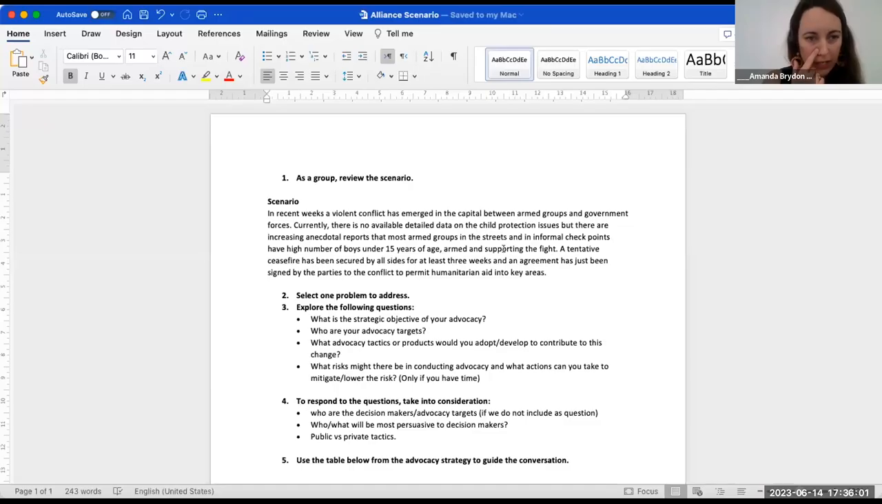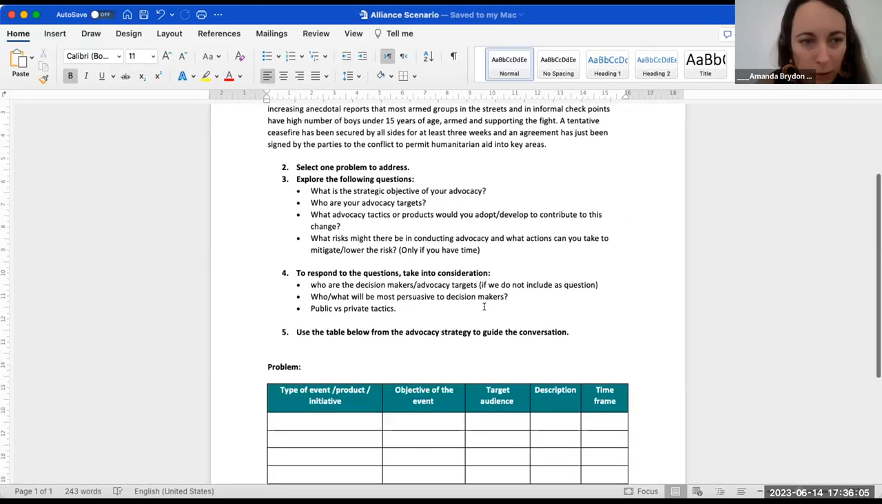What we're going to do, we have about 20 minutes, is for you all to have a quick read through of the scenario. And then we've got some key focus questions to work through to have a discussion on the advocacy strategy and tactics. So I've put the scenario in the chat, and hopefully Payman will share his screen as well. I can also read it out for people too.